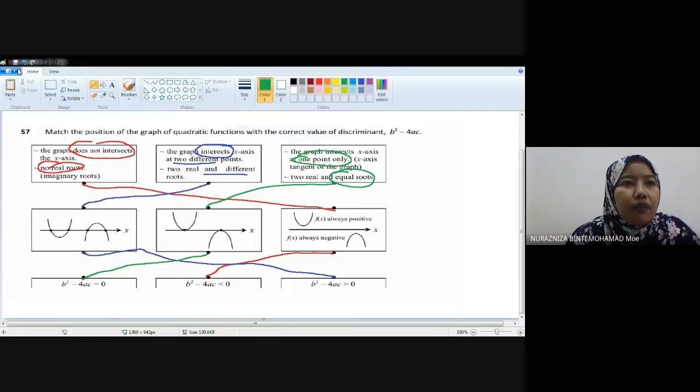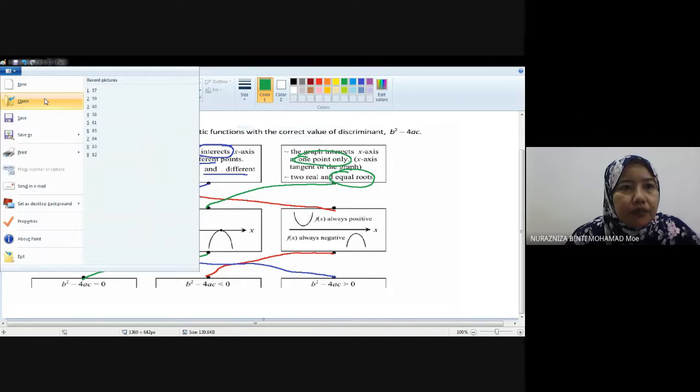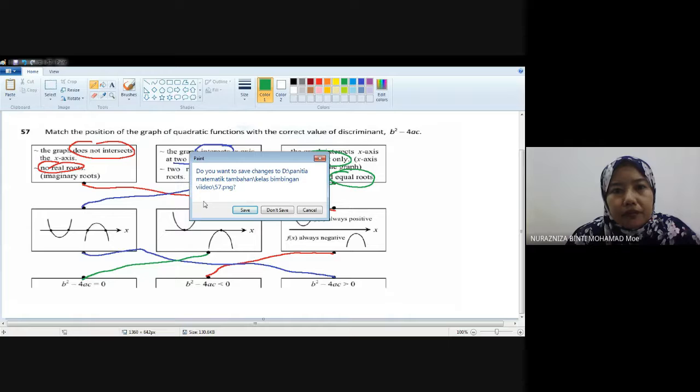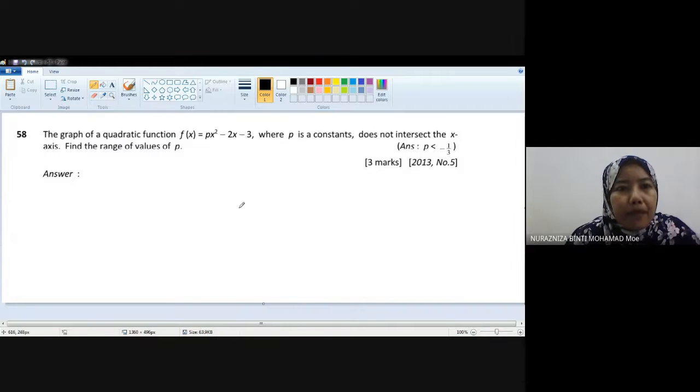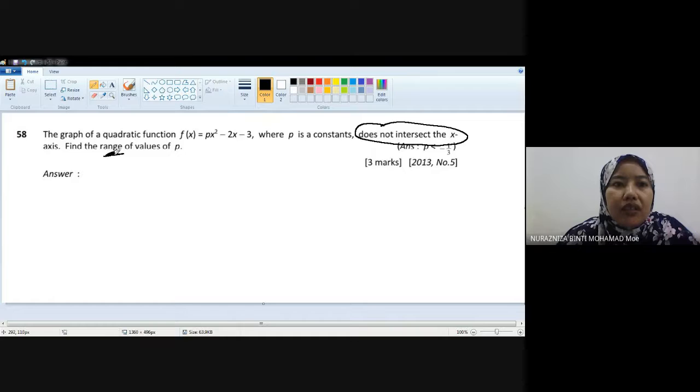Alright, now question number 58. The graph of quadratic function f(x) equals px squared minus 2x minus 3 does not intersect the x-axis. Find the range of values of p. Now from this, we know that it does not intersect the x-axis, so the discriminant is b squared minus 4ac less than 0.